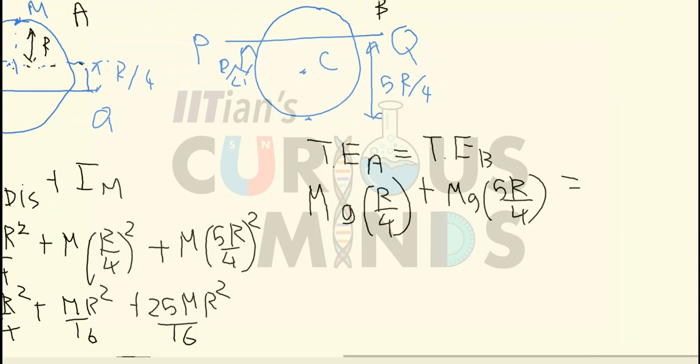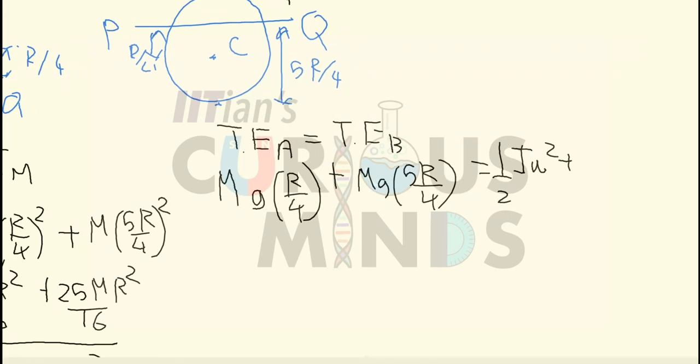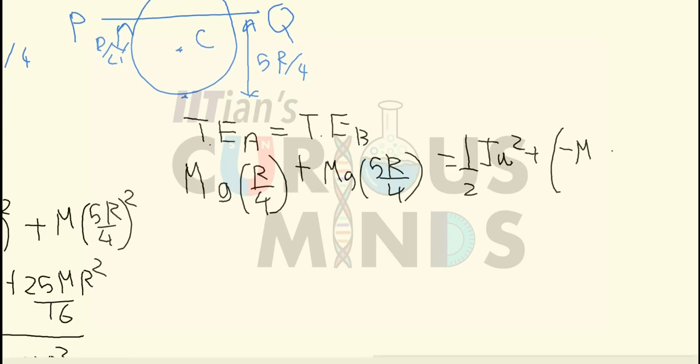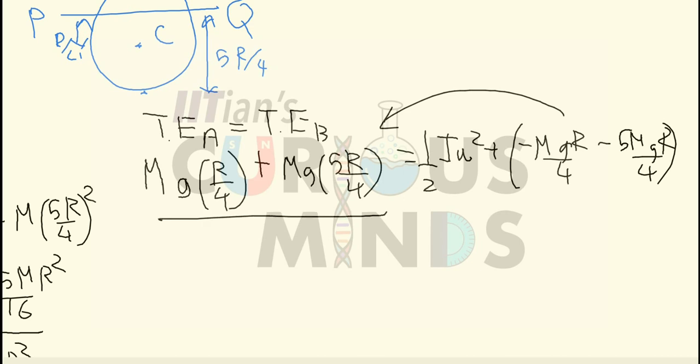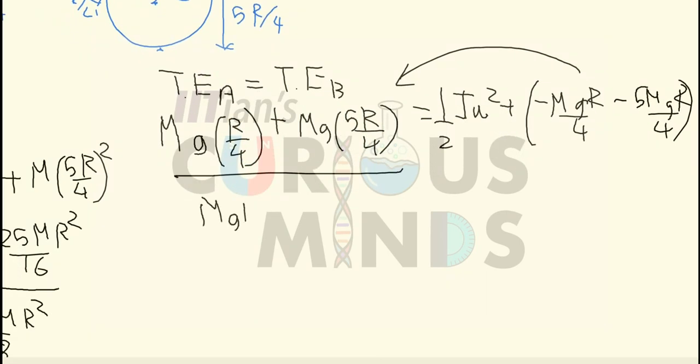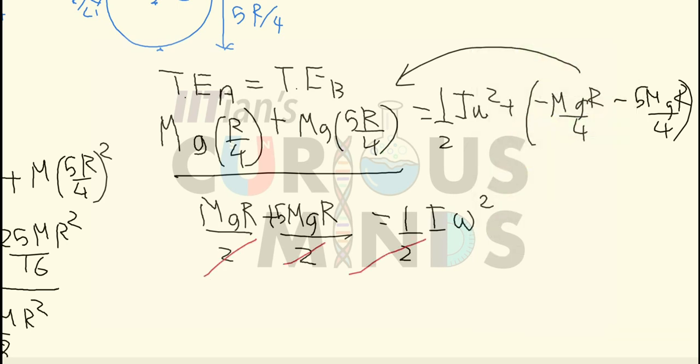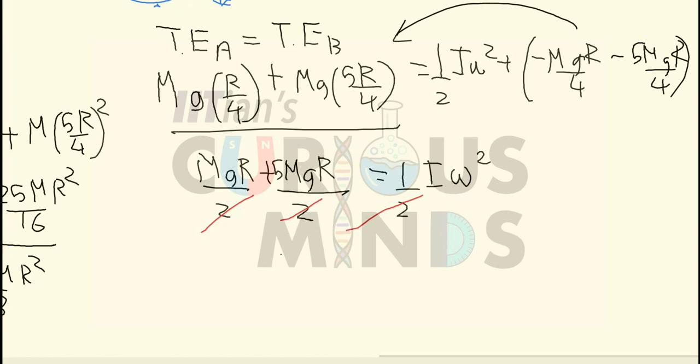Plus the total energy of the disk in the second position, that is over here it will have kinetic energy equal to ½Iω² plus the potential energy, which, if I take PQ as the reference line, will be equal to −mgr/4 − 5mgr/4. So when I shift this to the left hand side, this equation will be doubled. It will be equal to mgr/2 + 5mgr/2 = ½Iω². So basically the 2 and 2 will cancel out. 5mgr plus mgr will be equal to 6mgr.